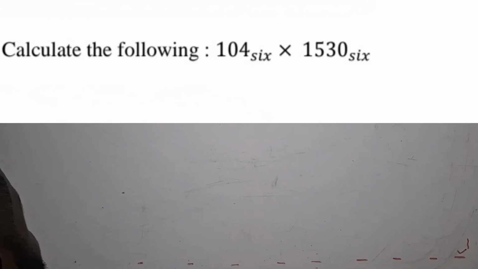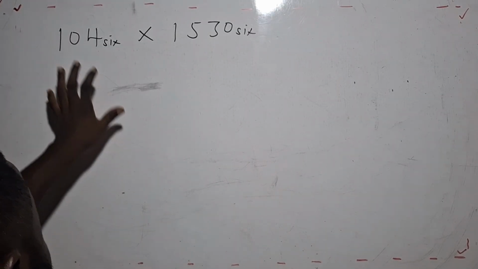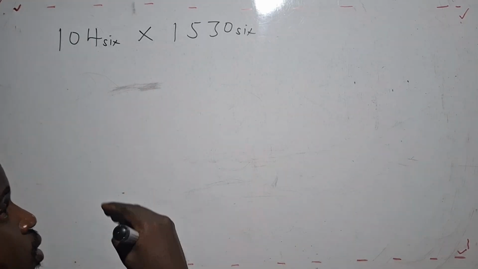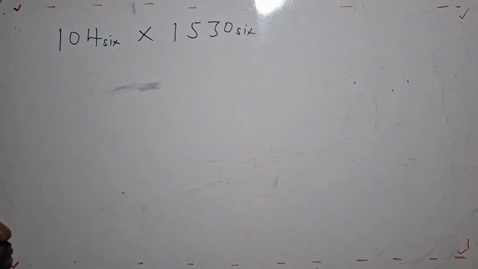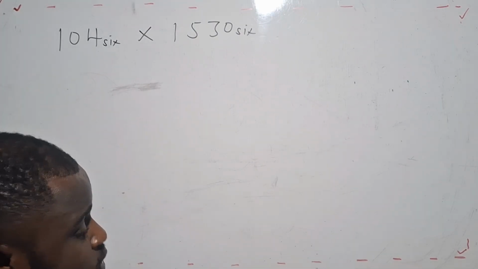So the next question on the screen is 104 base 6 multiplied by 1530 base 6. This is 3 digits, this is 4 digits. Since multiplication is commutative, commutative means when you interchange them, it gives you the same thing.